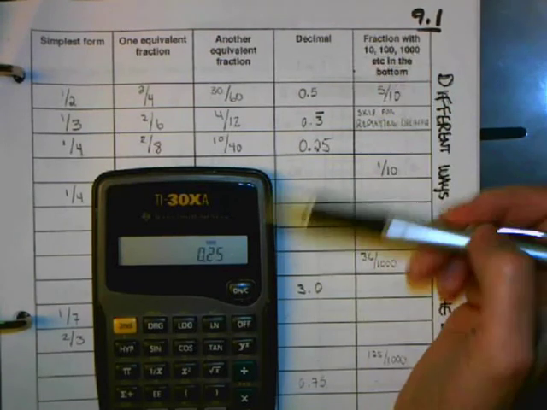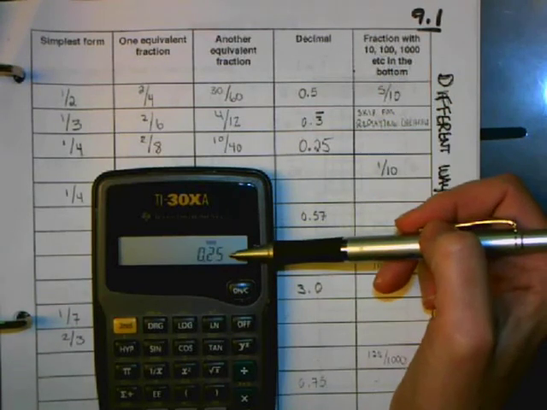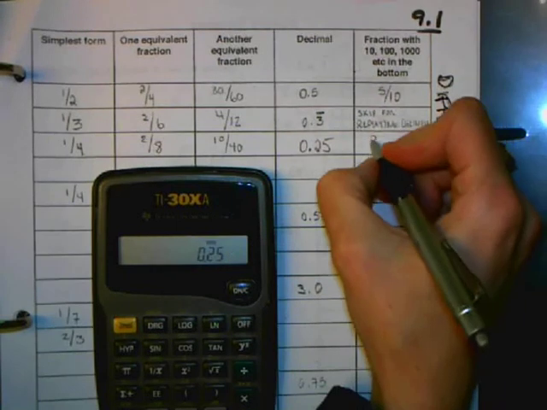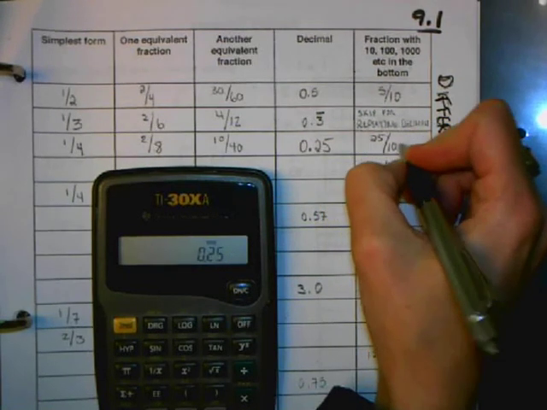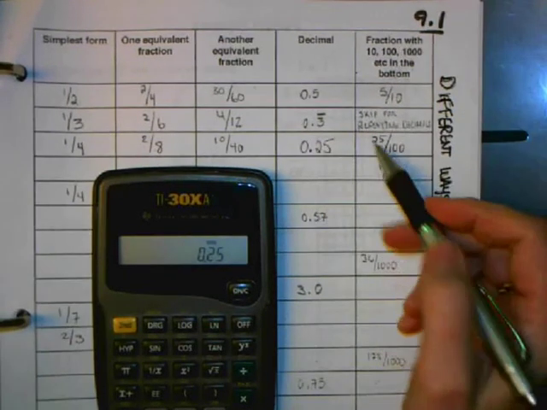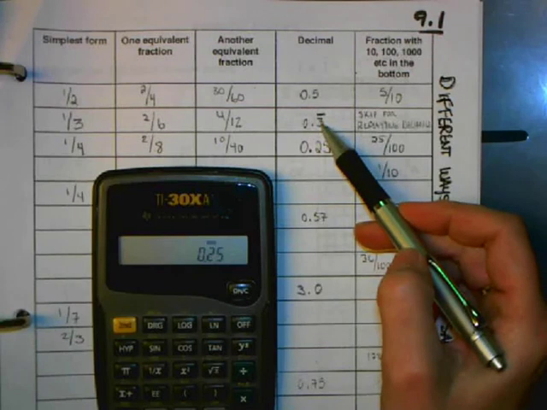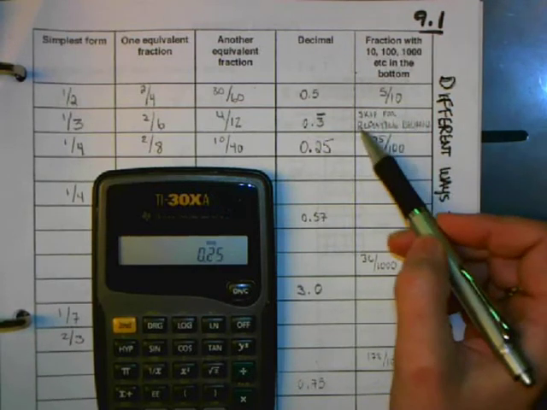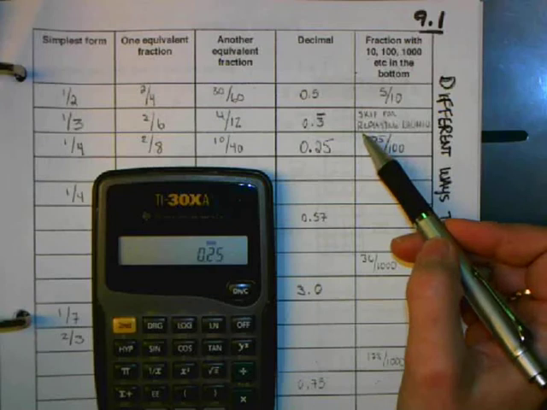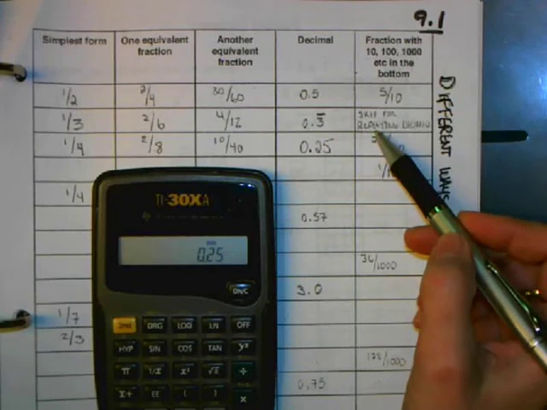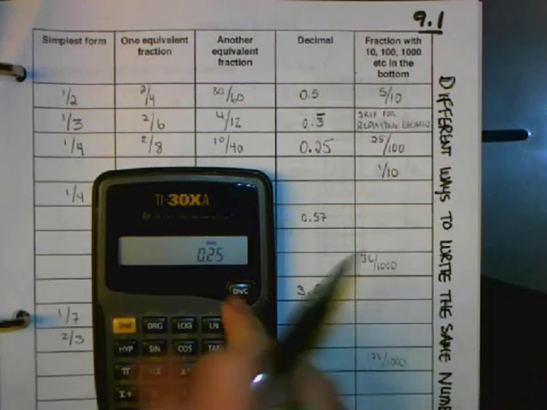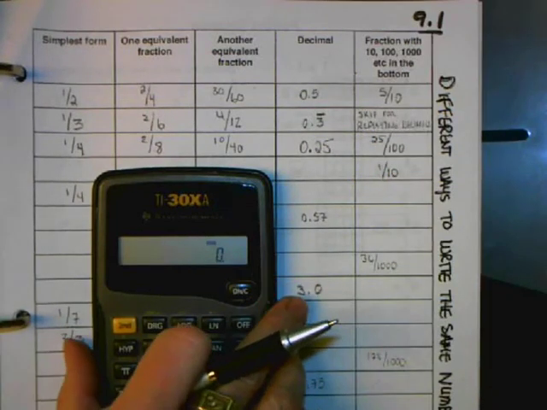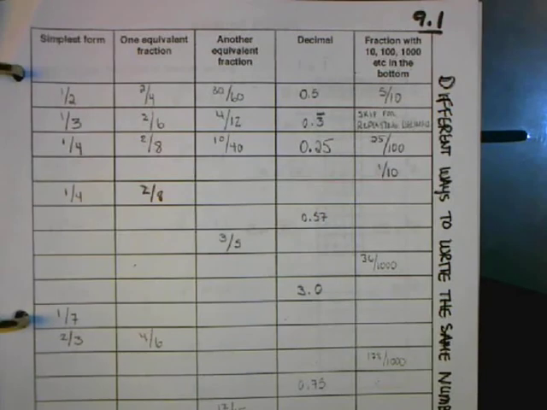Then it says, write this as a fraction that has a denominator that's a power of 10. 10, 100, 1,000. And 0.25 is 25/100ths. So I could write this as 25/100. Now I will say, if the decimal form that you get is a repeating decimal, then you can skip this very last column. It's very difficult to write that as a fraction that has a power of 10 in the bottom. Is it doable? Sure. Is it really hard? Yes.